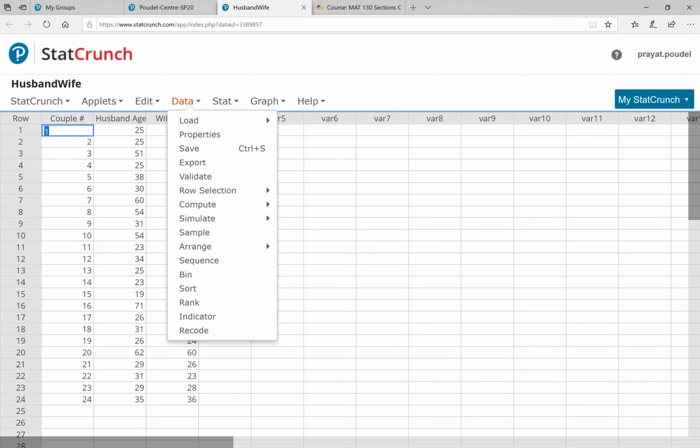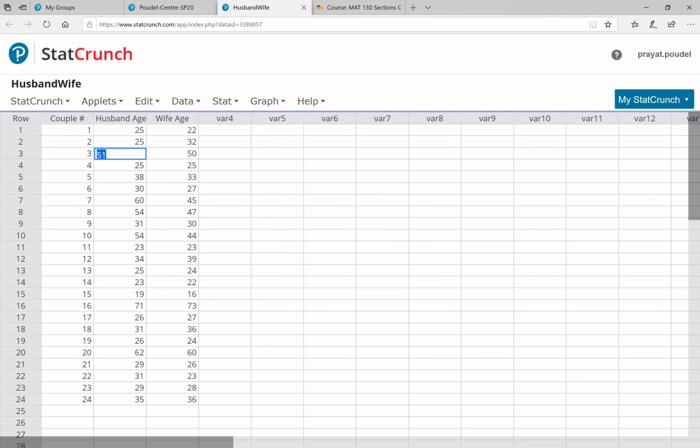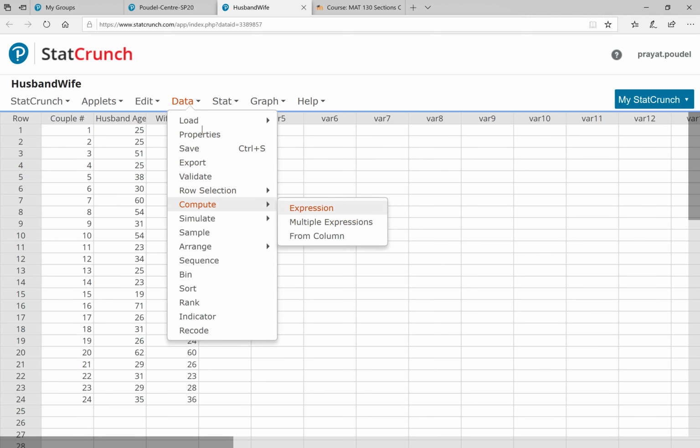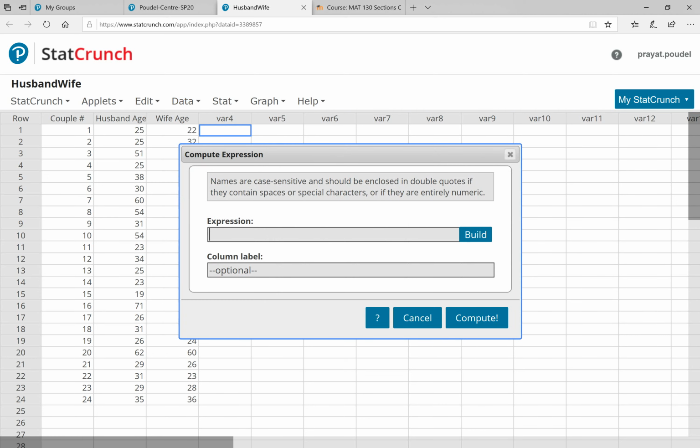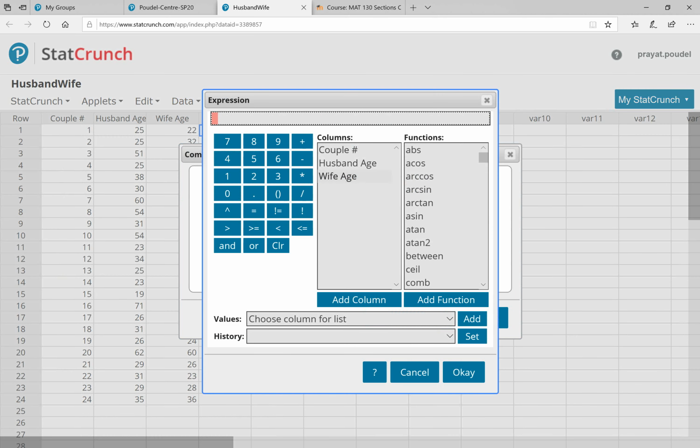So how we're going to compute this is we're going to do compute expression. This is something we have not done on StatCrunch. If you're comfortable using Excel, this is a little easier on Excel than it is on StatCrunch, but the idea is the same. What we would like to do is create a new column here where StatCrunch is going to do husband age minus wife age. To do that, we're going to go to Data, Compute, and we're going to do Expression. And the expression we want is going to be husband's age minus the wife age.